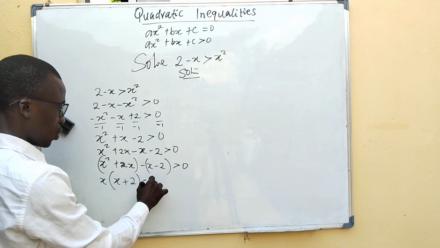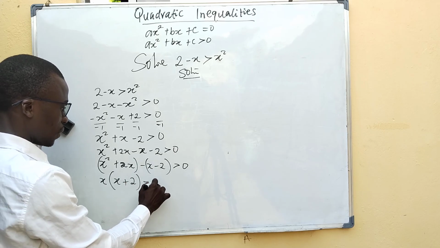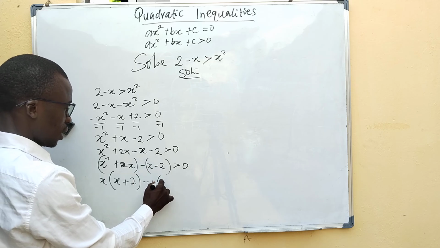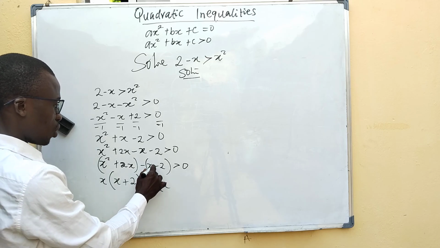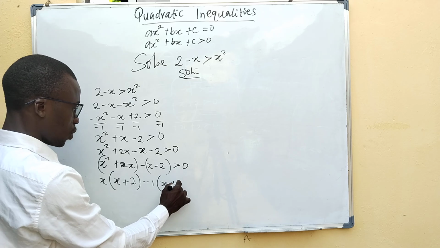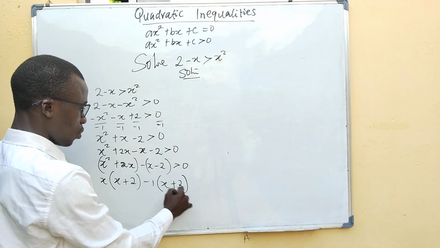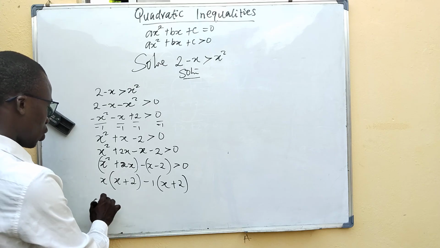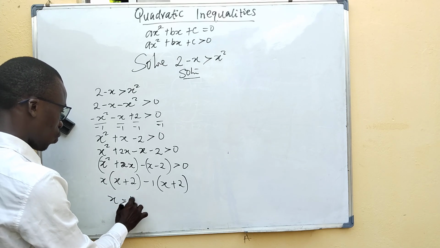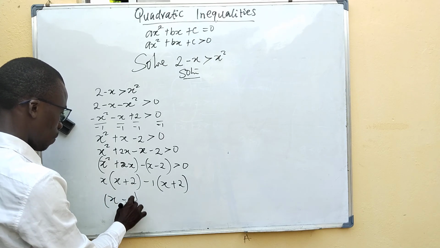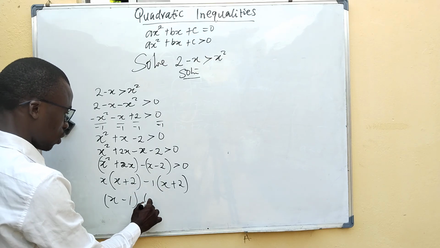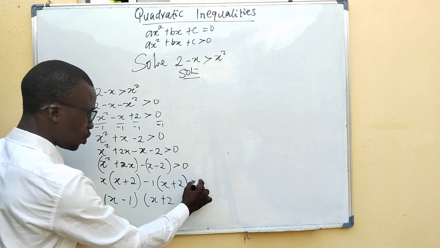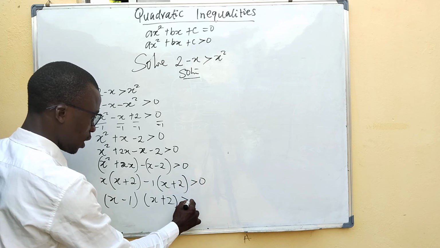Then we bring down minus. What is the common factor here? I think 1. Open bracket. 1 divided by x is x. Minus minus is what? Plus. Then 1 divided by 2, 2. You can see we have the same thing in the bracket. So we bring out x minus 1, multiplying this one and this one. And this will give us what? x plus 2. Please don't forget to put your greater than 0.